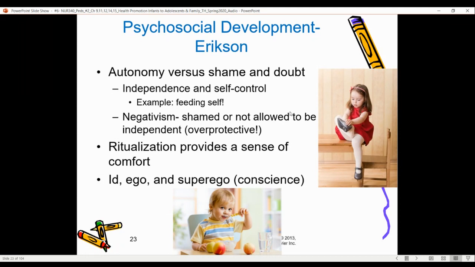And then these concepts with Freud, if you think back to psych development, id, ego, superego, which one of these do you think the toddler is in? Id, ego, or superego? It's ego. It's me, me, me, me, me. Everything they do and say is me at this point, so it's ego at this age.